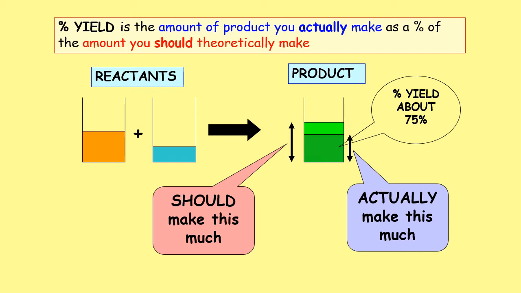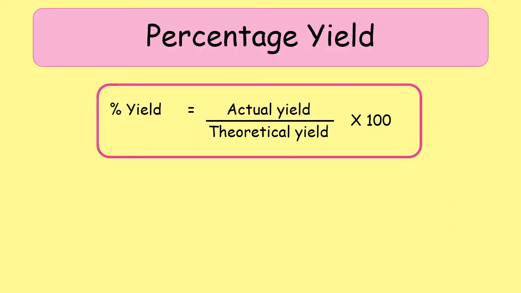And so in this case, the percentage yield is about 75%, which is actually quite a low yield. So the equation for percentage yield is given there in that box. Your percentage yield is equal to your actual yield, how much you really obtained at the end, divided by your theoretical yield multiplied by 100. You don't need to remember this equation because it is given to you in the data booklet on page 4 or page 3, I think.